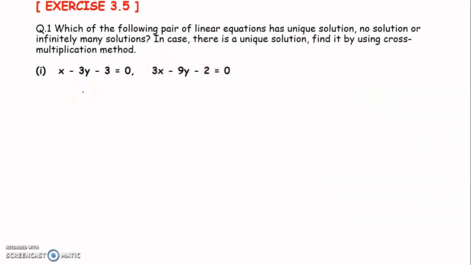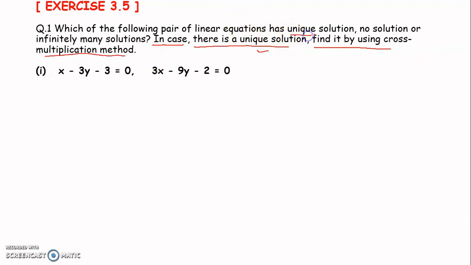See the first example, first question. Which of the following pairs of linear equations has a unique solution, no solution or infinitely many solutions? In case there is a unique solution, then find it by using the cross multiplication method. So first of all, let's check whether the given equation has a unique solution, no solution or infinitely many solutions. If we have a unique solution, then we will find it using the cross multiplication method.